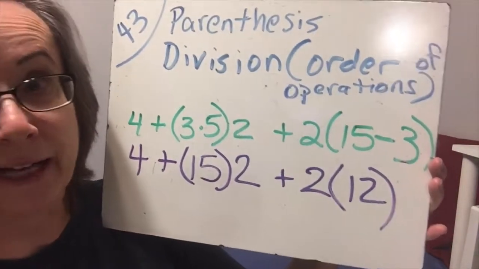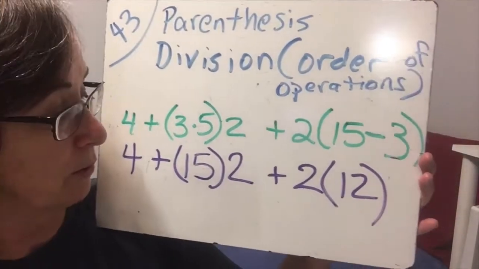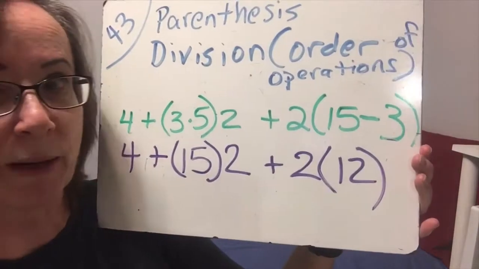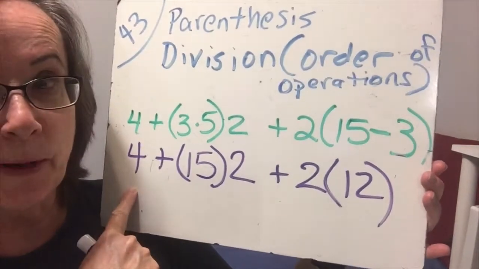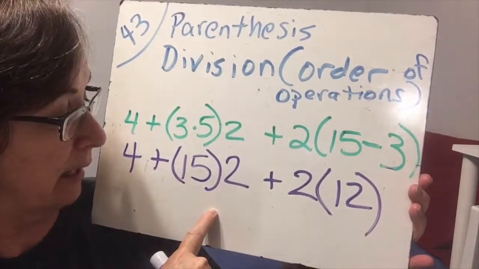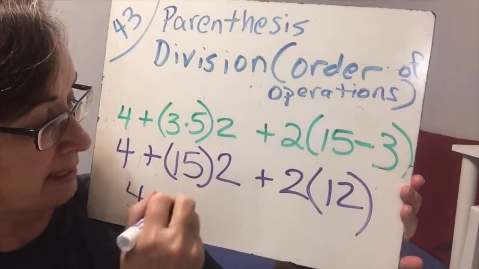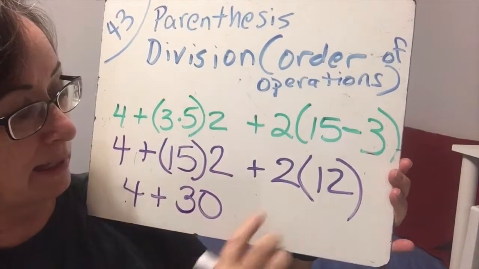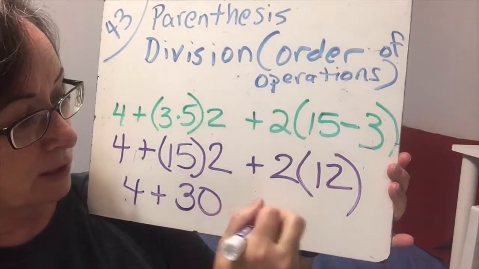So now I go through, there's no exponents, there's no roots, so I don't need to do anything there. I'm going to go straight to multiplication. I'm going to skip over the 4 and go straight here. 15 times 2 is 30. So I'm going to have 4 plus 30, moving left to right. 2 times 12 is 24.